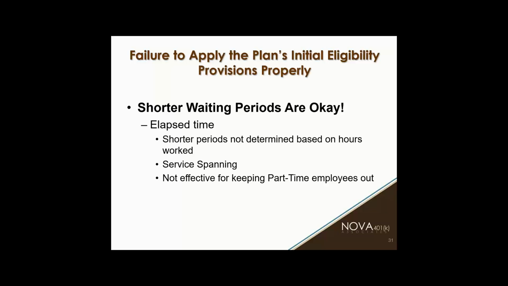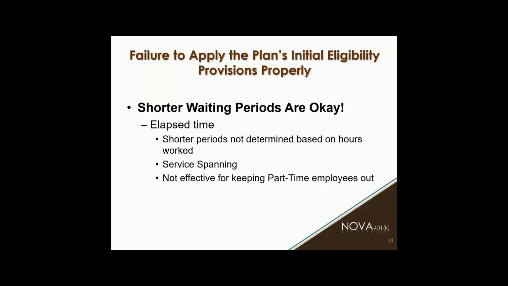And so with a shorter waiting period, it's super easy. You don't have to think about hours or anything. You start with the original date of hire. If I've got a 3-month wait, you go to the 3-month anniversary date and you ask the question, is the person still employed on that day, that 3-month anniversary date? If the answer is yes, they're eligible.